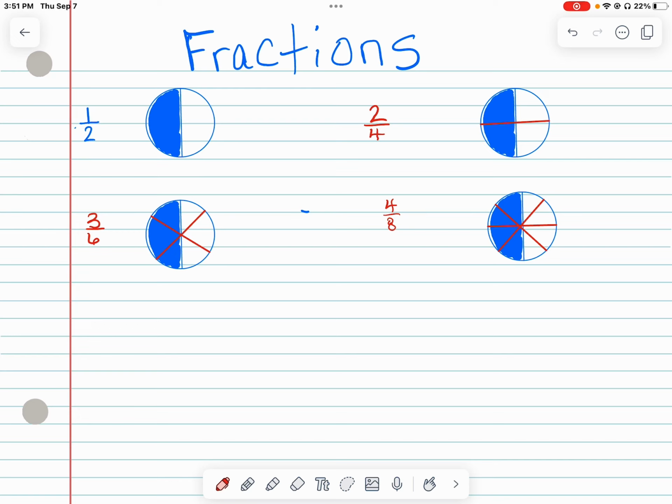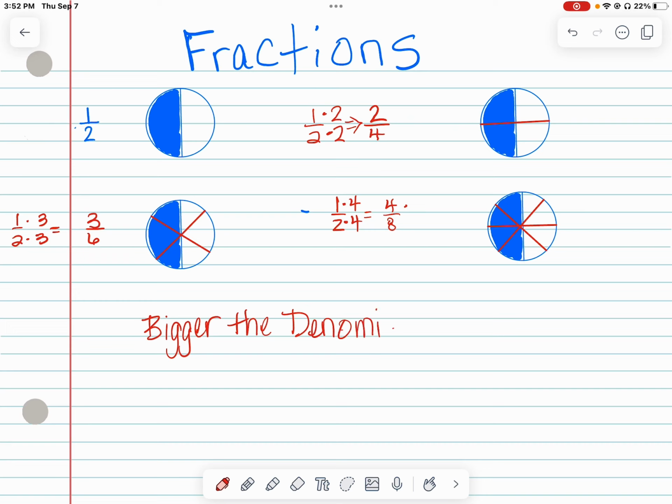And that's what equivalent fractions mean. Because when you take 1/2 and cut the part you have into 2 pieces and the bottom part into 2 pieces, that's where you get 2/4. And if you take 1/2 and cut the part that you have into 3 pieces, and you have to cut the other part into 3 pieces, that's how you get 3/6. And if you cut that part that you have into 4 pieces and the whole thing into 4 pieces, next thing you know, you've got 4/8. So the bigger the denominator, and that's the number on the bottom, the smaller the pieces.